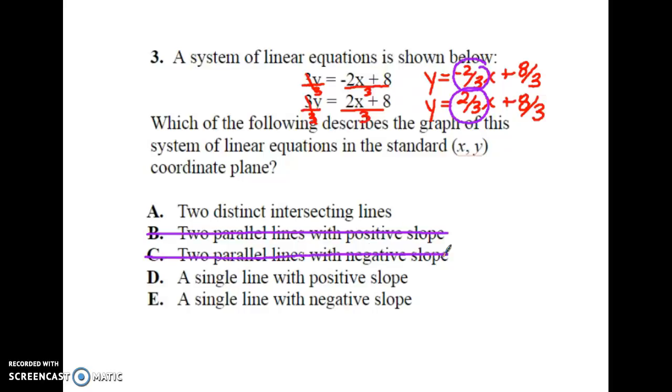To be a single line or to be the same line, the equations must match up exactly. Well, since the slopes are different, you're not going to have the exact same line. So we do have two different lines. And I'm left with answer choice A, two distinct intersecting lines. And in fact, if you do graph those using a graphing calculator, you will see those two lines intersect at one point.